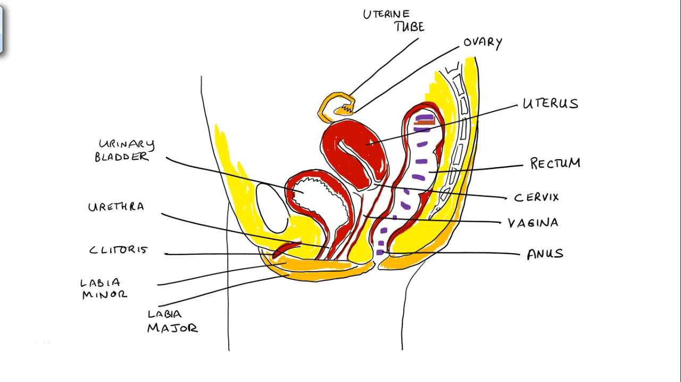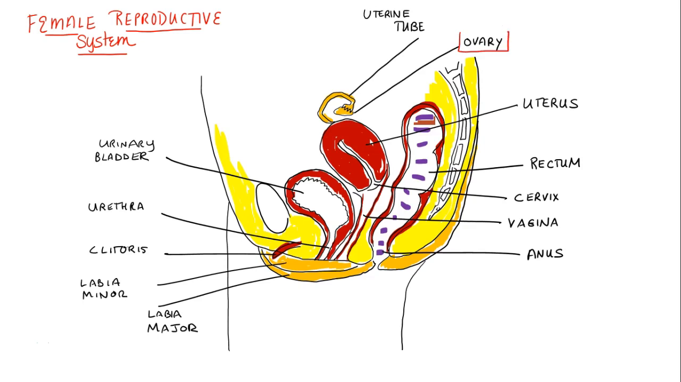So this is a lateral or side view of the female, looking at the female reproductive system as if one leg had been removed from the female. And so let's just go through the parts and focus on what they do. So first of all, we have the ovary in the top of the slide.